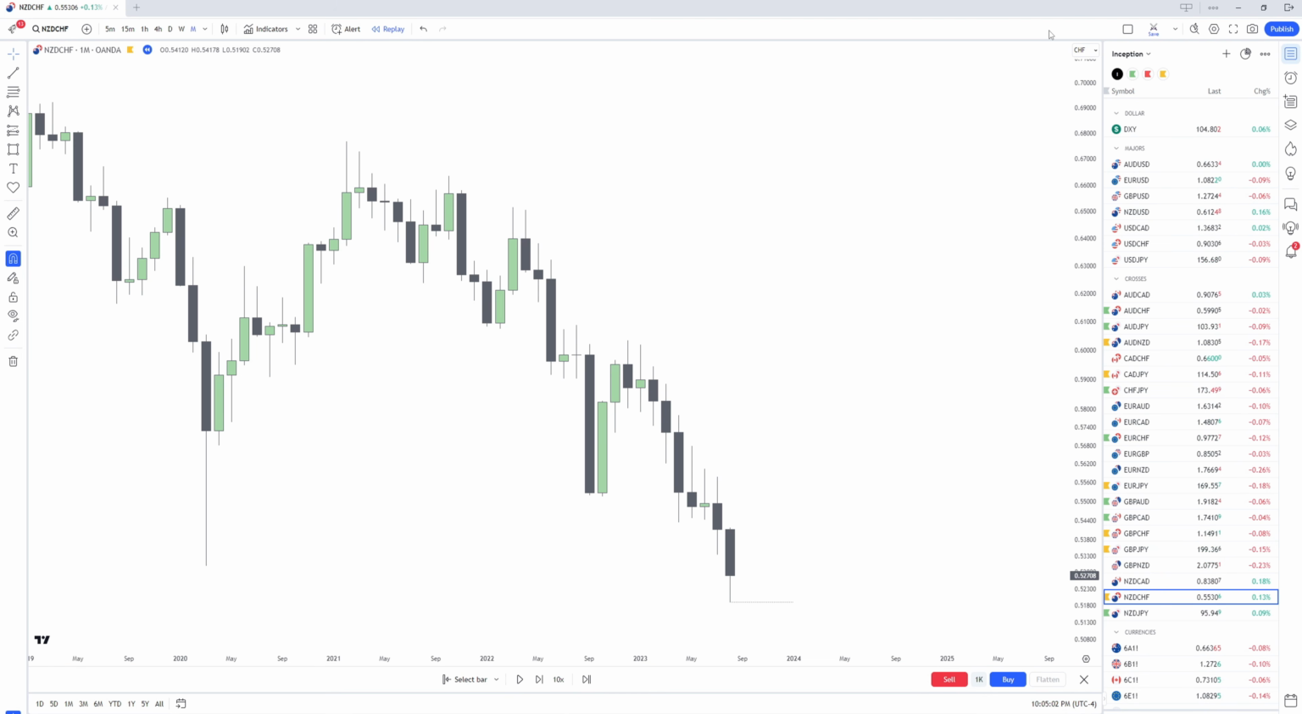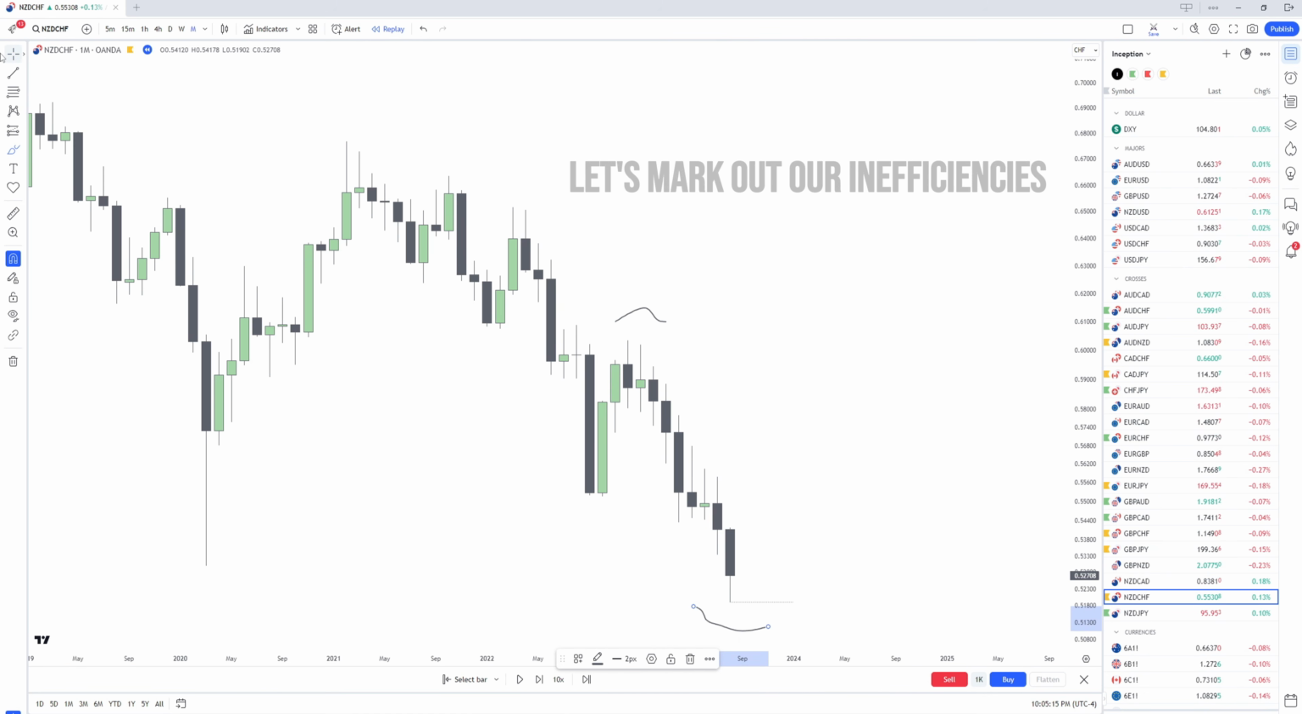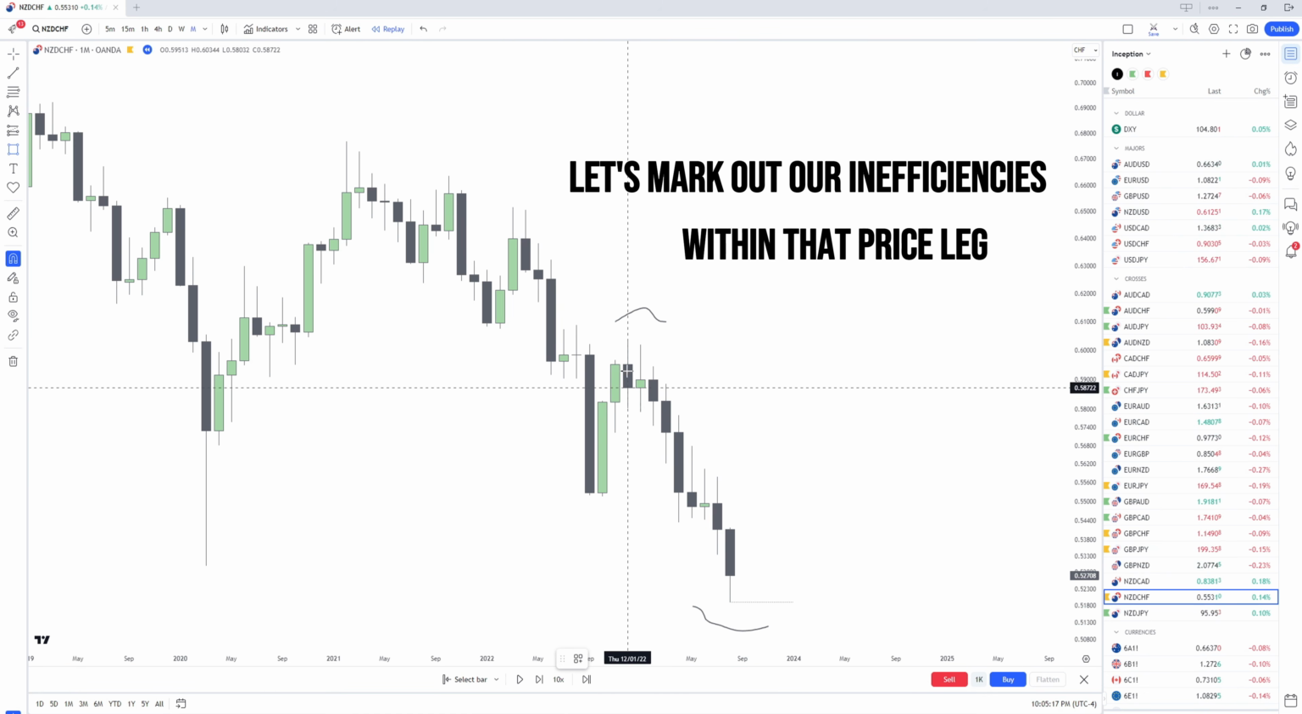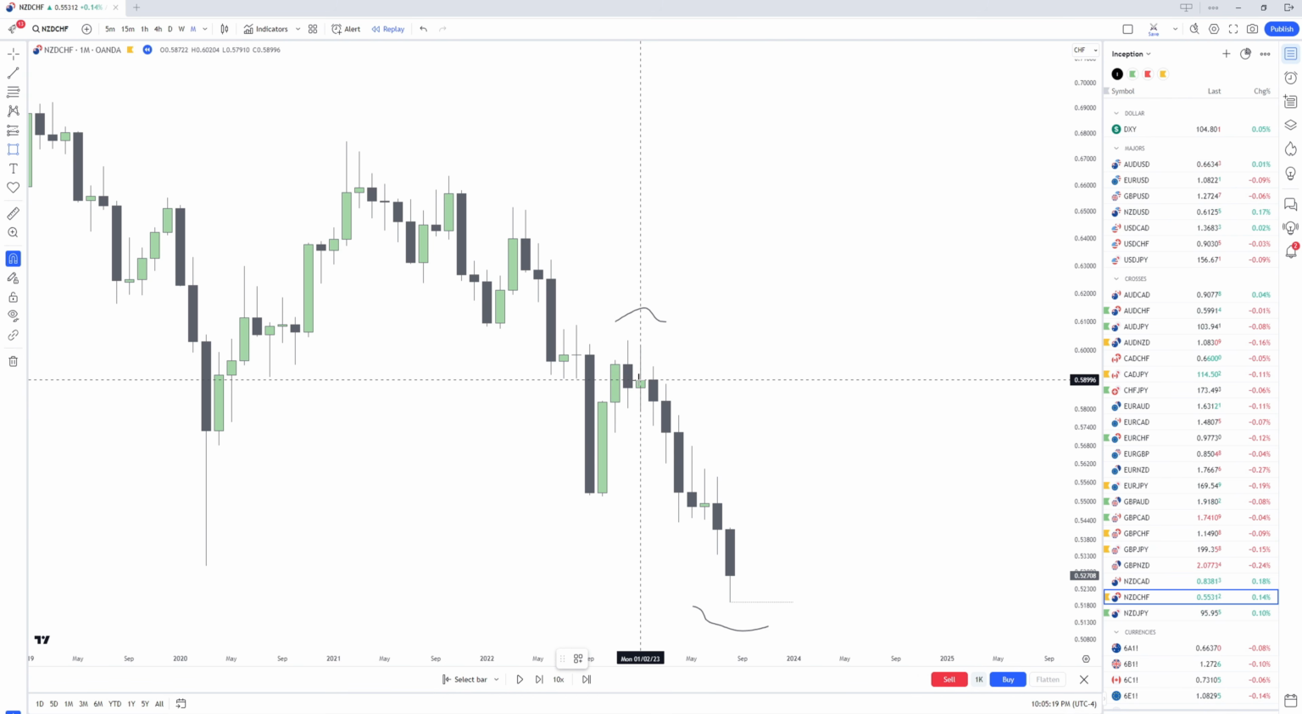It needs to redeliver to these inefficiencies in price before it continues to seek liquidity. So if we look on the monthly and we look at our most recent swing high to swing low, yes, it's a huge price leg. I wouldn't expect price to trade all the way up here, but let's mark out our inefficiencies within that price leg. So where's our inefficiencies in price? Right here. This is our imbalance in price, our inefficiency. This is our bearish monthly fair value gap. And price is going to eventually pull back and offer fair value before continuing lower and seeking liquidity.